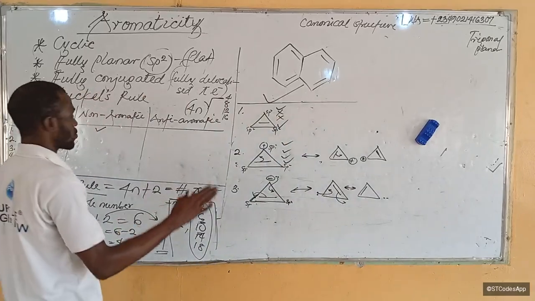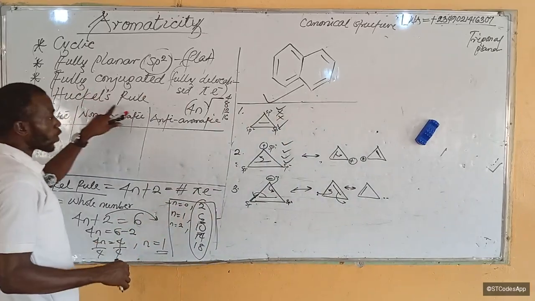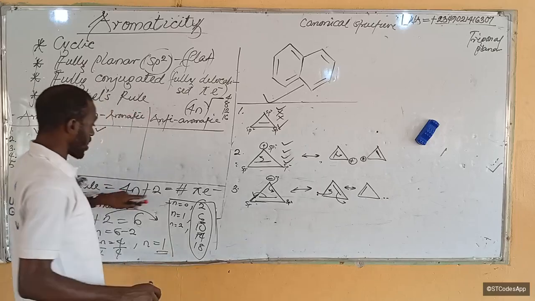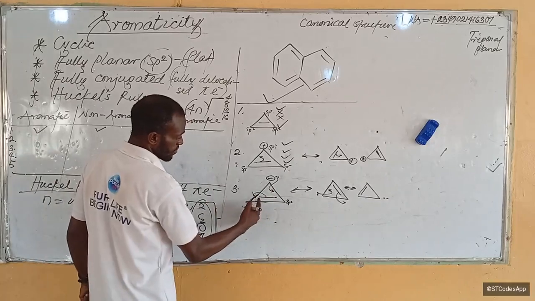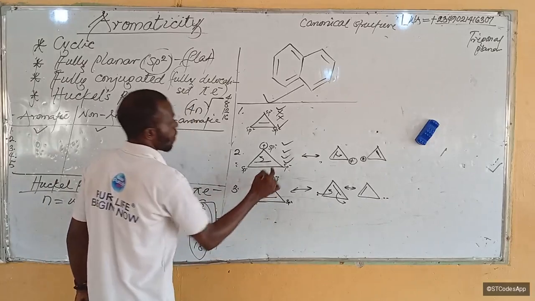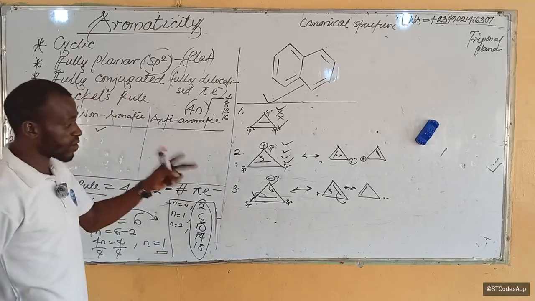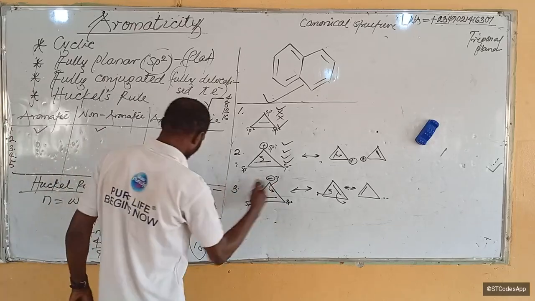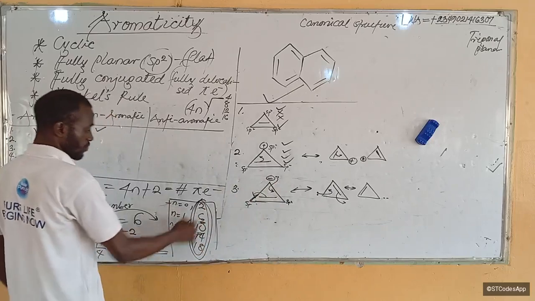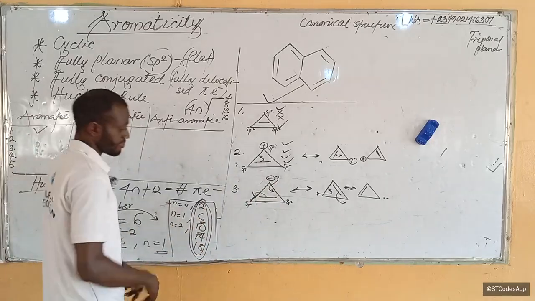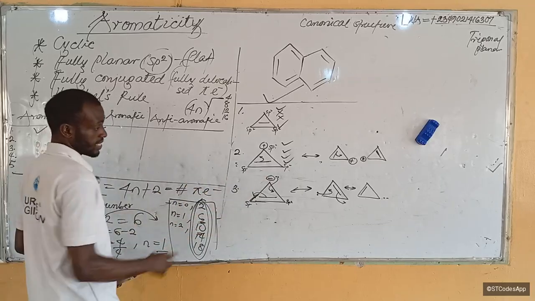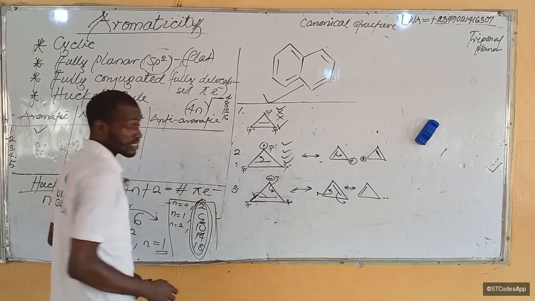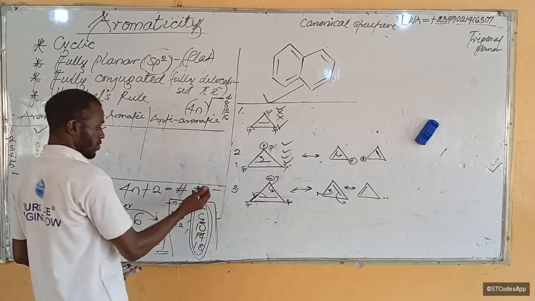Now, with these resonance structures, does it follow Huckel's rule? Huckel's rule says 4n plus 2. How many electrons do we have here? We have 1, 2, 3, 4. Now we have 4 electrons there. Does he have any of these numbers? Is he one of the Huckel's numbers? No. So 4n plus 2 is not here. By the time you calculate that 1, 2, 3, 4, that's 4 electrons, and there's no 4 electrons here.